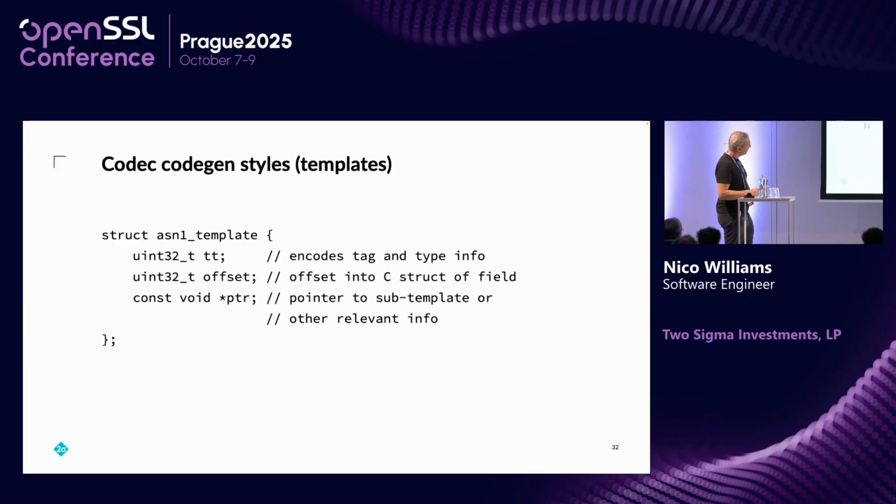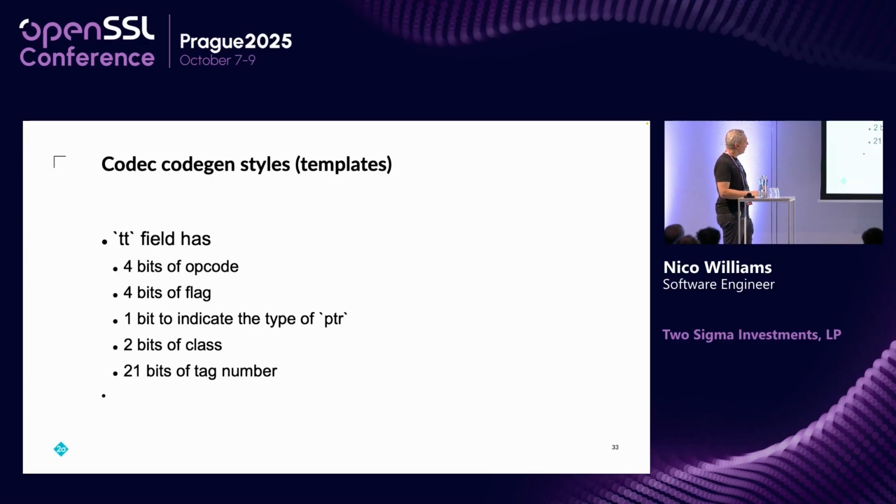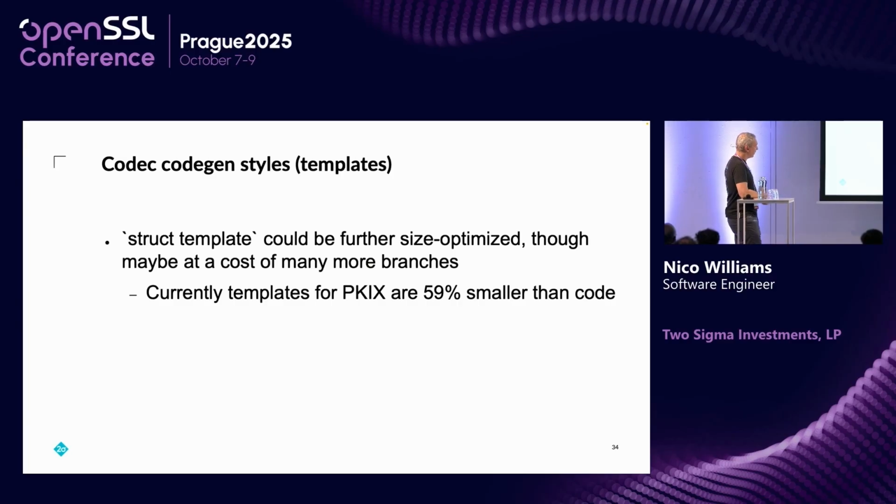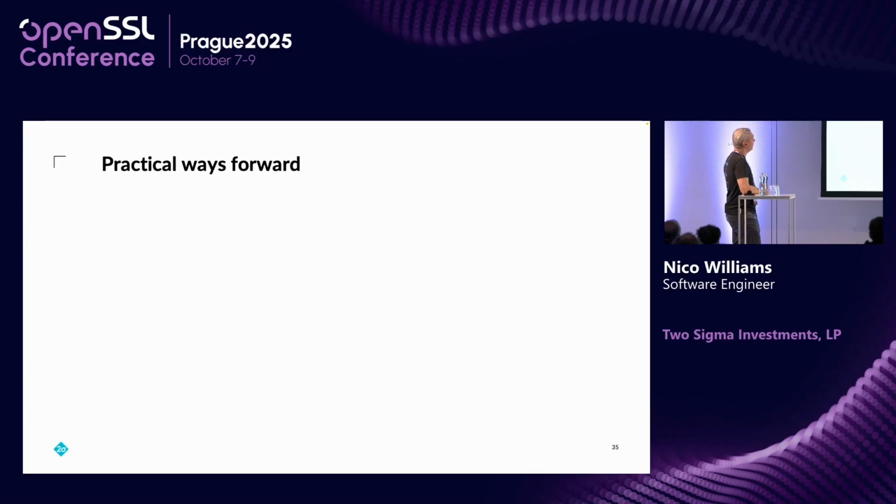And the template kind of looks like this. It's arrays of these things. The first field encodes tag and type information, and the second field encodes offsets into C structs or other things. And then the last one points to either a subtemplate or other relevant information. And yeah, the first field can encode 21 bits of tag numbers, which is overkill. This is really not very well optimized for sizes. You could optimize it even more, but you'll have more branches, so I don't know. But anyways, these are really smaller, 59% smaller for PKIX.